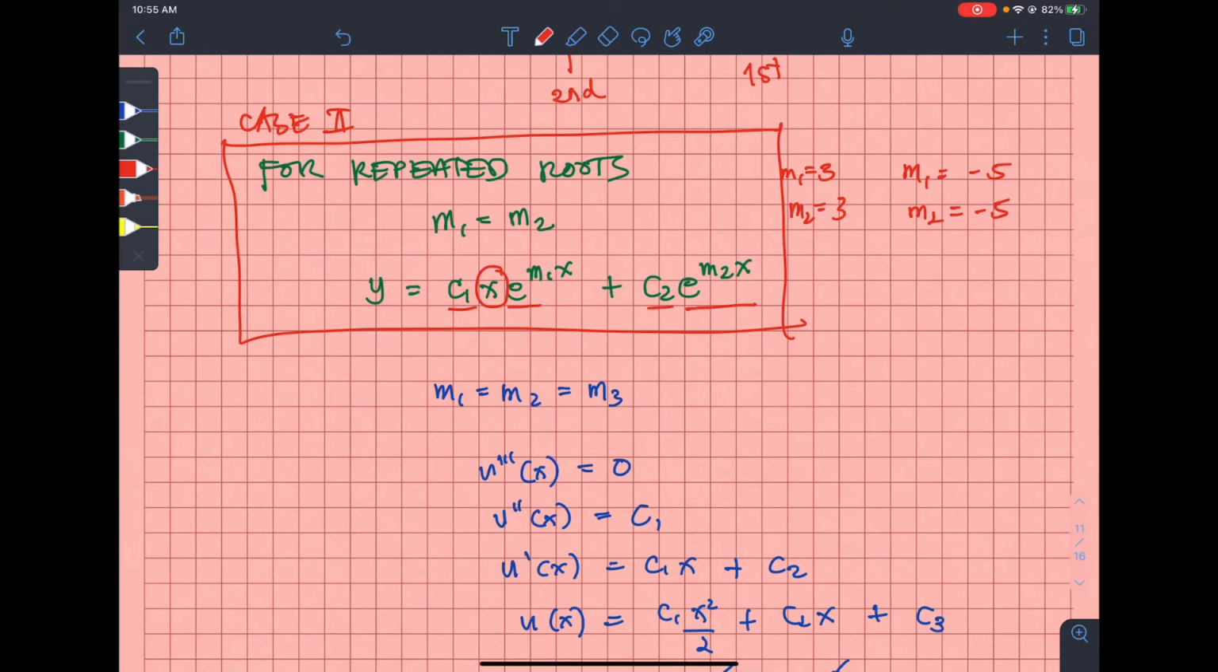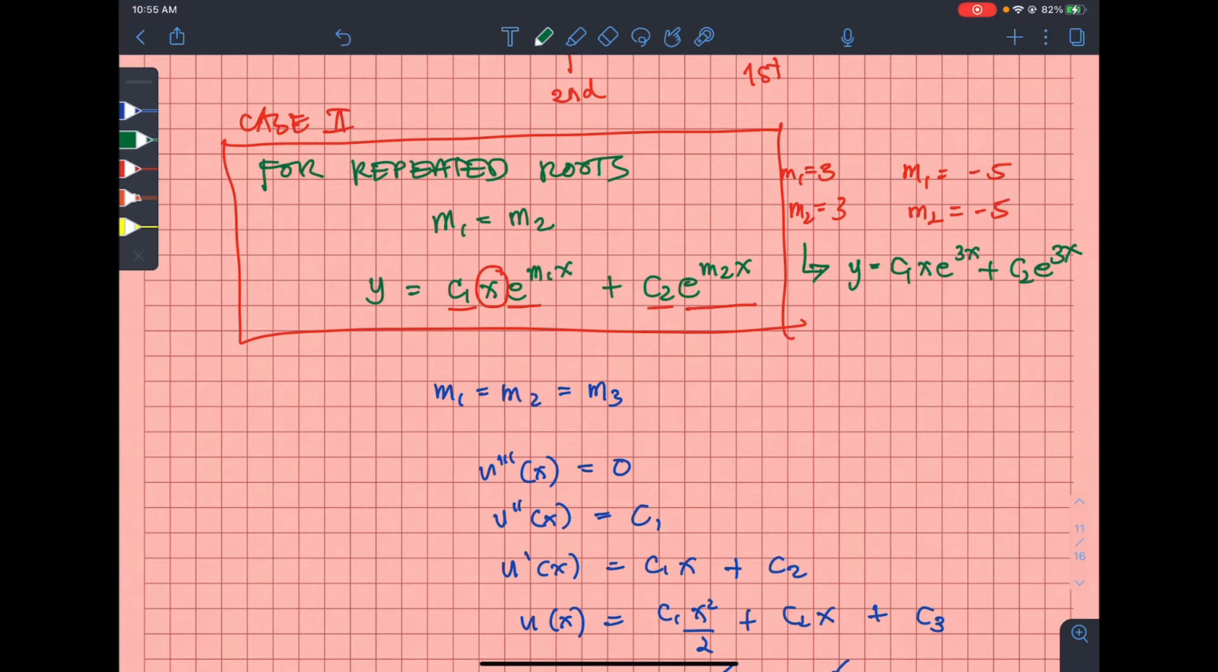So for example, if M1 is 3 and M2 is 3, the solution then would be y is equal to C1 x e raised to 3x plus C2 e raised to 3x. That is to differentiate one solution from the other. One is appended with x and the other one is just an exponential function.